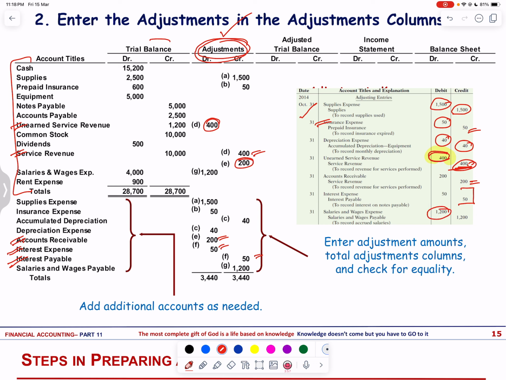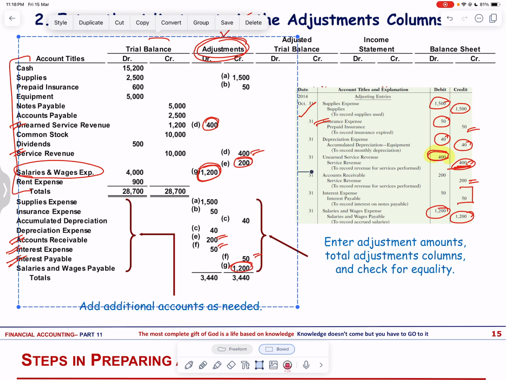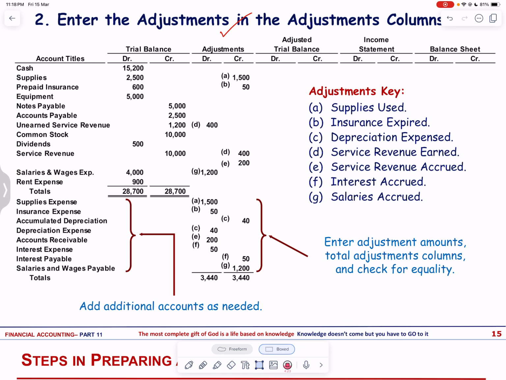Now, we have the salaries and wages in the trial balance, so that's why we are putting the amount over here, 1200, and salaries payable we have to add, and that is added over here. Now once we have recorded these adjustment entries in the worksheet, the next step is to verify that the total of the debit and the total of the credit are equal. If they are not equal, then there is a mistake in entering the adjusting entries in these columns.